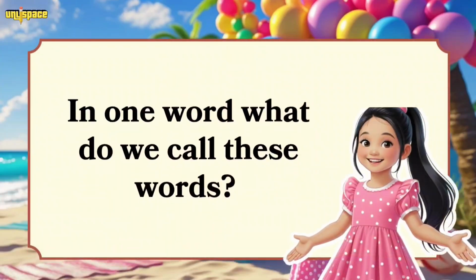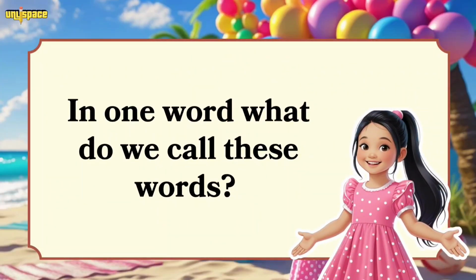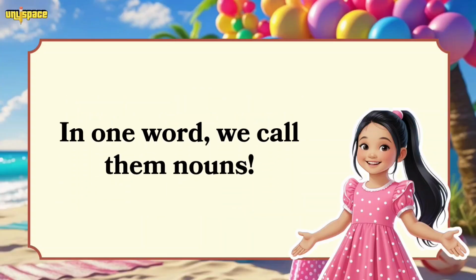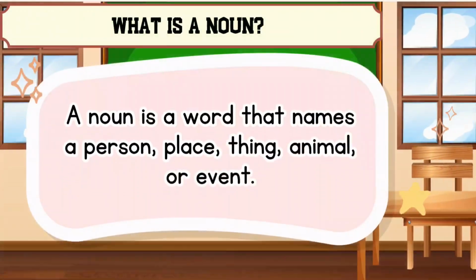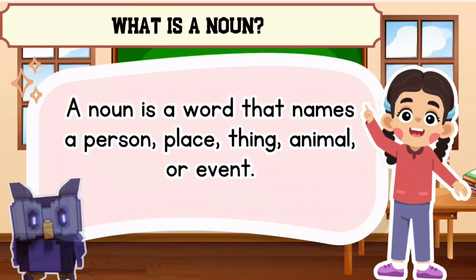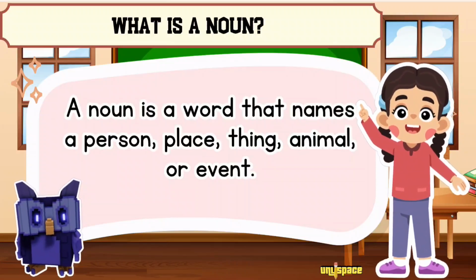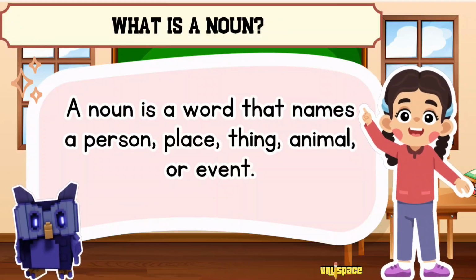Now, what do all these words have in common? They are all names. Names of people, places, things, animals, and events. In one word, we call them nouns. What is a noun? A noun is a word that names a person, place, thing, animal, or event.